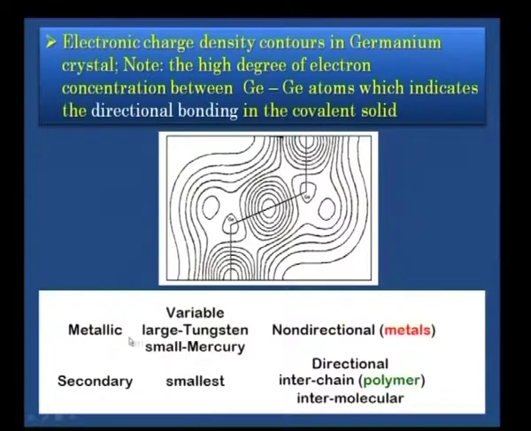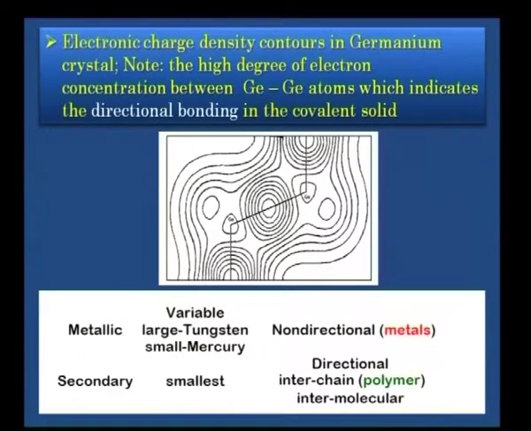As I told you, for metallic bonding, the example is tungsten, where the melting point is large. The melting point is large means what? The bond strength should be large. Mercury is a liquid metal, right? Mercury and cesium have low melting points. Mercury is already a liquid metal, so the bond energy is small, and they are all non-directional. In the secondary bonding, the bond energy is the smallest.